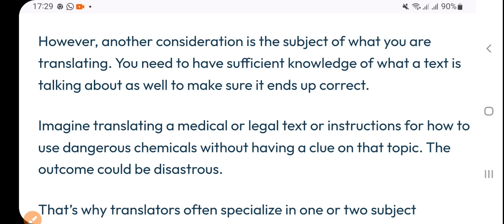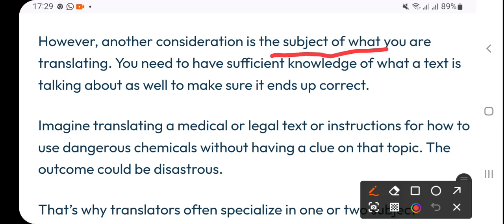However, another consideration is the subject of what you are translating. So a subject expert must be there along with language competency. You need to have good knowledge of the subjects, and you need to have sufficient knowledge of what a text is talking about, as well, to make sure it ends up correct.